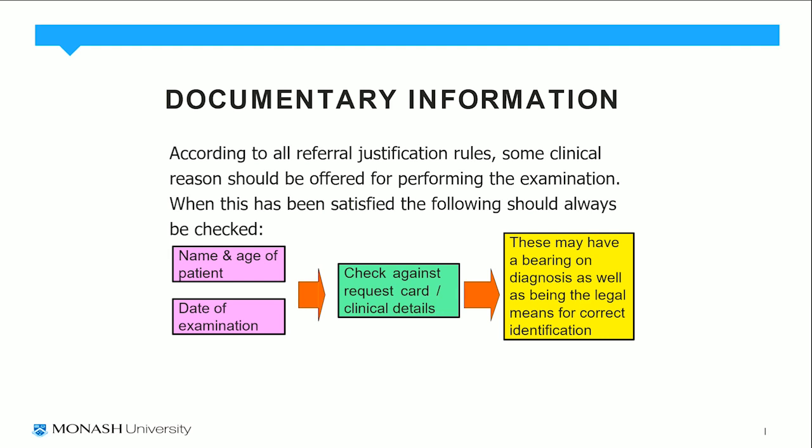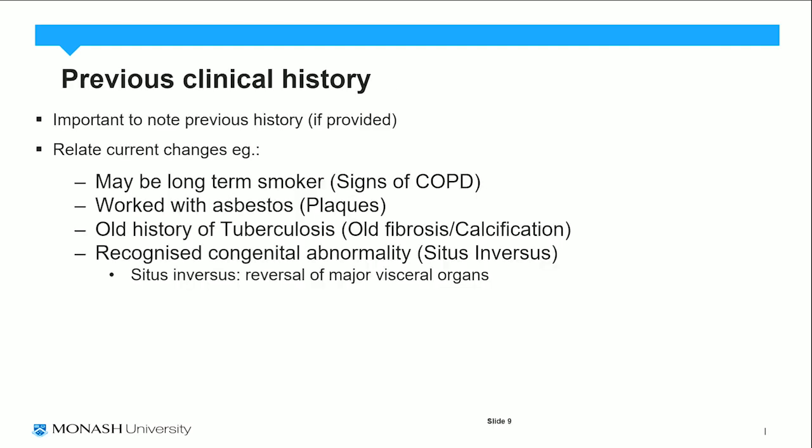So with documentary information, according to the justification rules for a referral, there must be some clinical reason for performing the examination, and this must be satisfied. So always check the following: the name and age of the patient, the date of the examination, and then check against the request or the referral card and the clinical details, as these may have a bearing on the diagnosis as well, being legal means for correct identification.